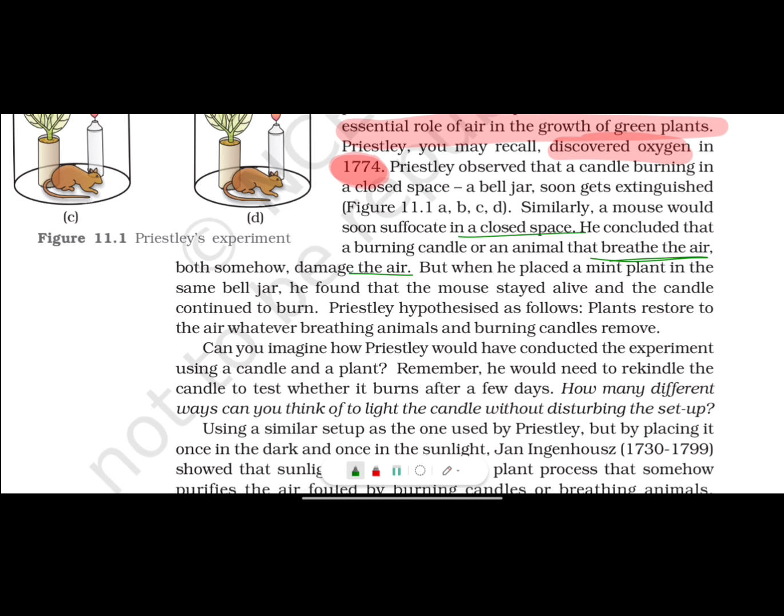But when he placed a mint plant in the same bell jar, he found that the mouse stayed alive and the candle continued to burn. Priestley hypothesized as follows: plants restore to the air whatever breathing animals and burning candles remove. So he says the plant restores to the air whatever breathing animals and burning candles remove. So we know the answer. You can comment down.